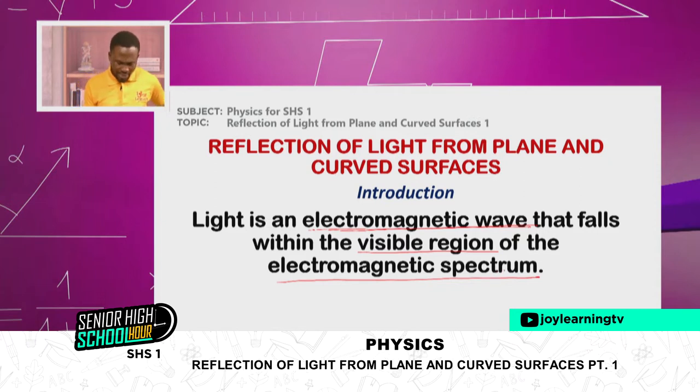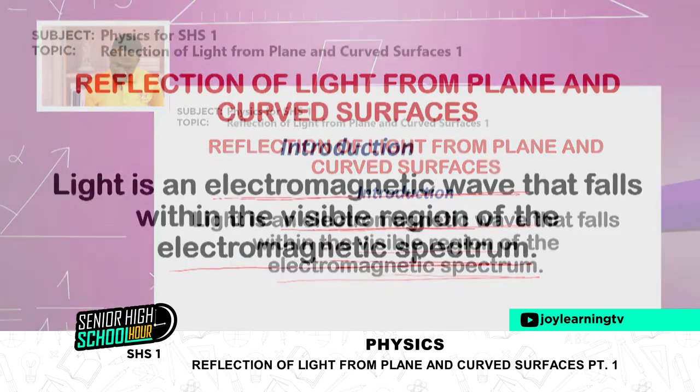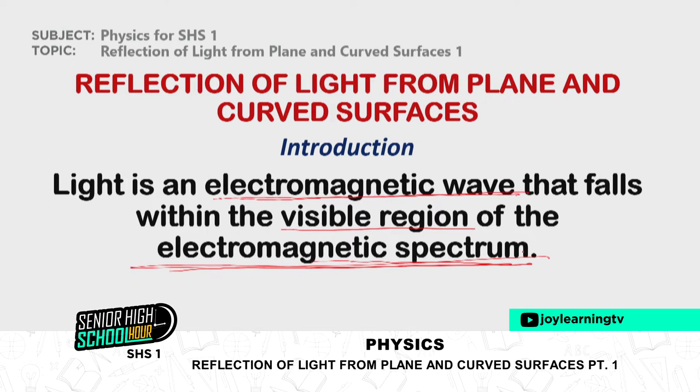Then, when you talk about the electromagnetic spectrum, what do we mean? We have a group of waves called electromagnetic waves, a number of them. When we arrange them in a particular order, whether in decreasing wavelength or increasing wavelength, they form what we call the electromagnetic spectrum. So light is an electromagnetic wave and it falls within the visible region of the electromagnetic spectrum.